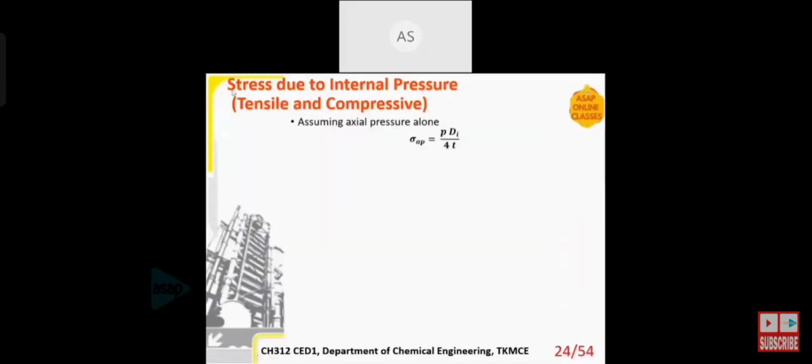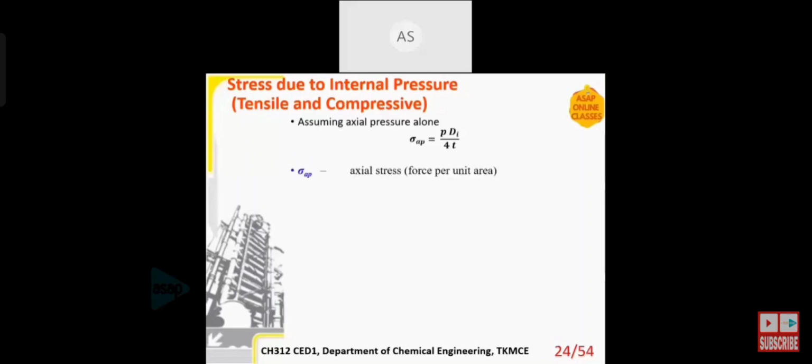Stress is force by area. So all equations will be in that form. So the units will be in kilogram force per millimeter square. The notation of stress is sigma. So sigma A P, I am assuming the axial pressure along. As I mentioned, internal pressure has three components: circumferential, axial, and radial. Since the vessel is a vertical column, we are assuming that axial pressure is the only relevant one. And axial stress sigma AP is P Di divided by 4T.